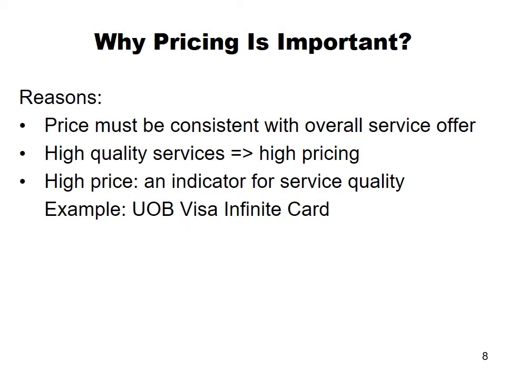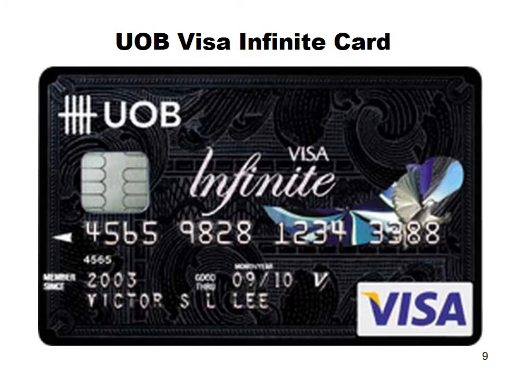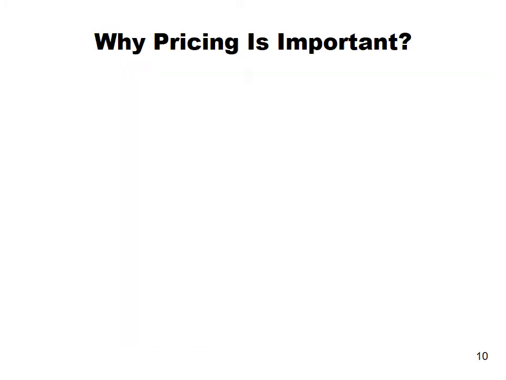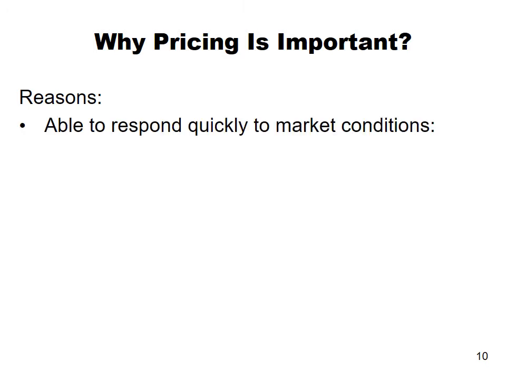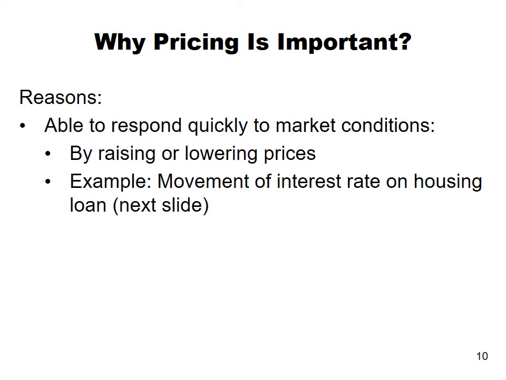For example, the UOB Visa Infinite Card. Why pricing is important? Reasons: it is able to respond quickly to market conditions, simply by raising or lowering the price. One example is the movement of interest rates on housing loans.